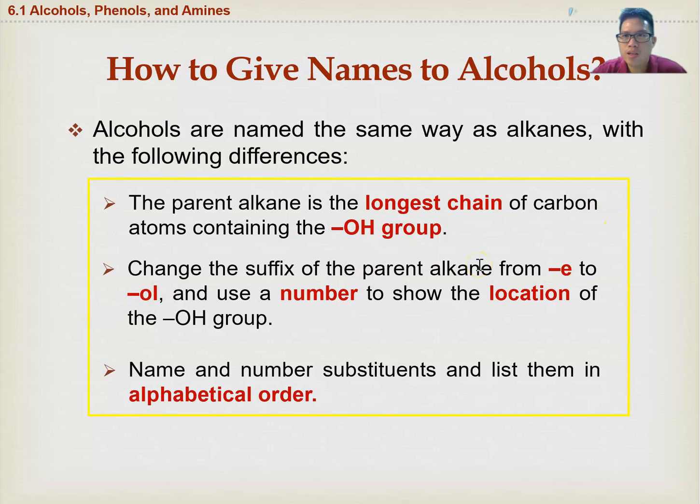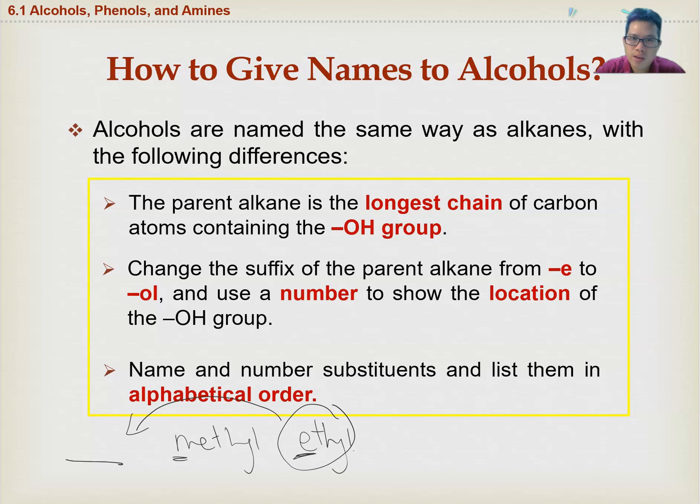So normally it's ethane. Instead of ethane, now it is ethanol, with the OL at the back there. Then use a number to show the location of the OH group. Name and number the substituents and list them in alphabetical order. Make sure of this. So if you have a methyl and an ethyl, which one should come first? Because this is E and this is M, the ethyl should come first. Name that first, then you name the methyl. So for number 2 ethyl, 3 methyl, and so forth.